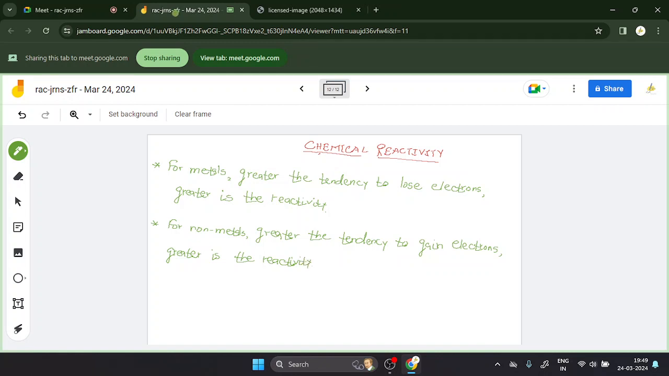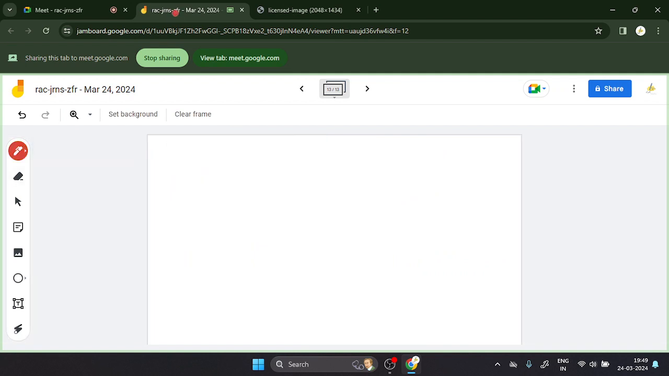Now let's see the trends in chemical reactivity in the periodic table. So what is going to happen when we are moving down a group? When we go down the group, we just see the metallic character and the non-metallic character. When we go down the group, electrons can be easily removed, right?